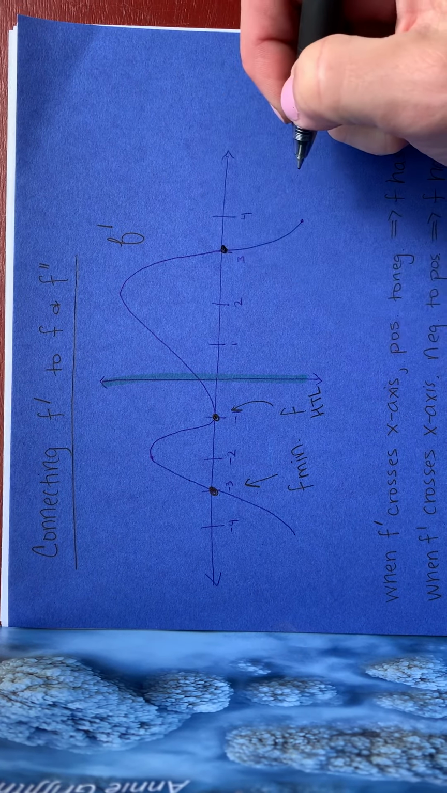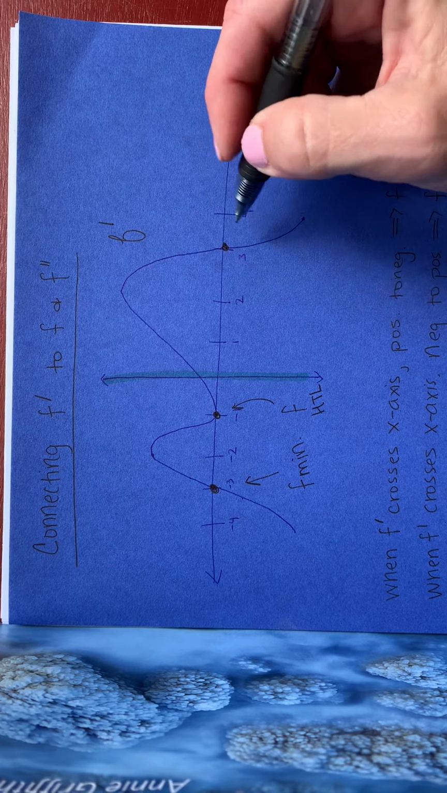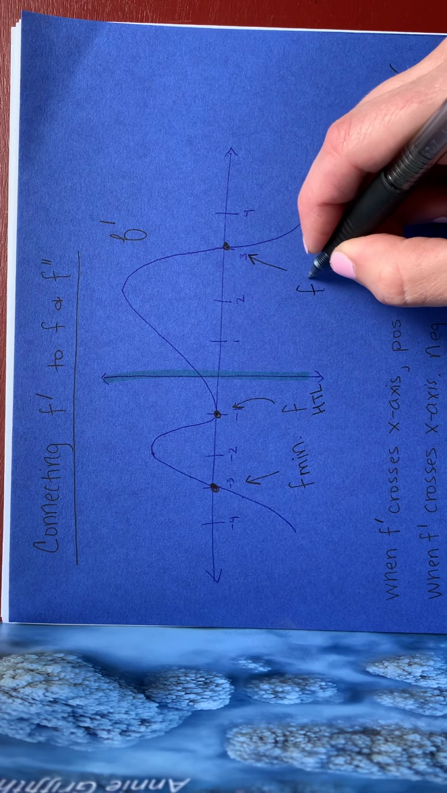What's happening at this 0? Well, the derivative's changing from positive to negative. So at this spot, f is going to have a max.